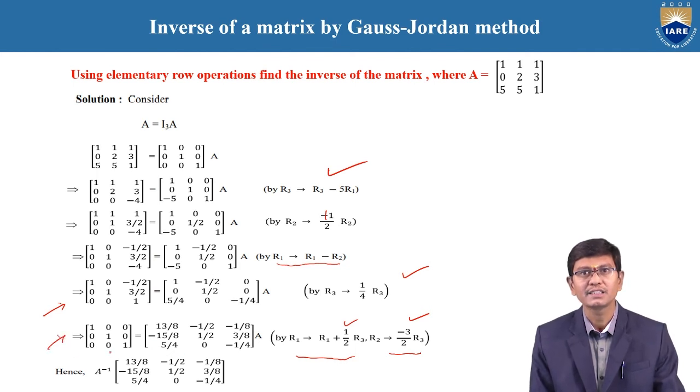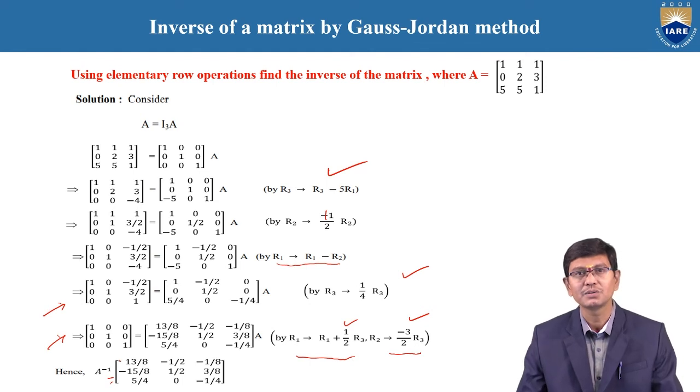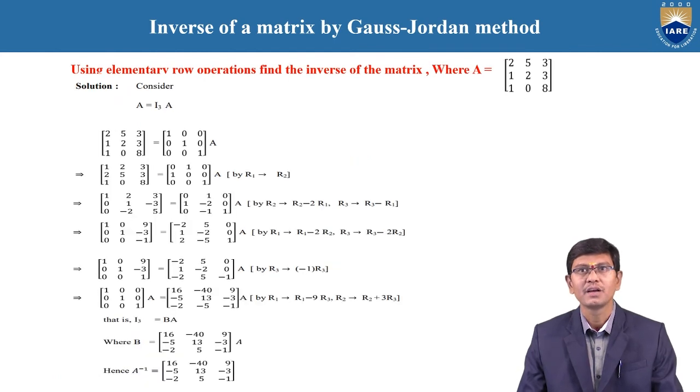The LHS is a unit matrix of order 3, and correspondingly the matrix on the right, which is what A was multiplied with, is the inverse of the matrix. Therefore, it is one of the methods to find the inverse of a matrix by using the Gauss-Jordan method.